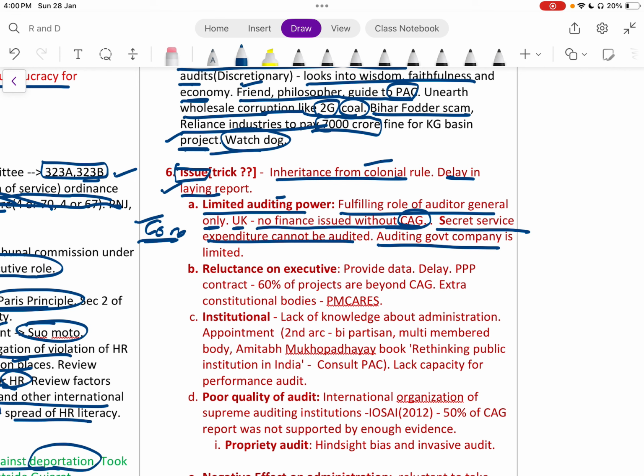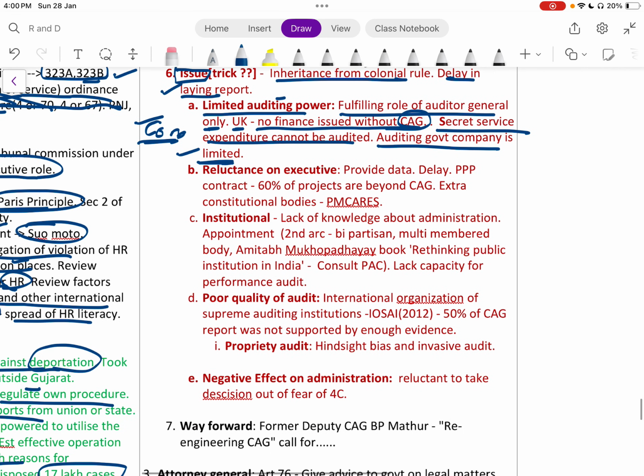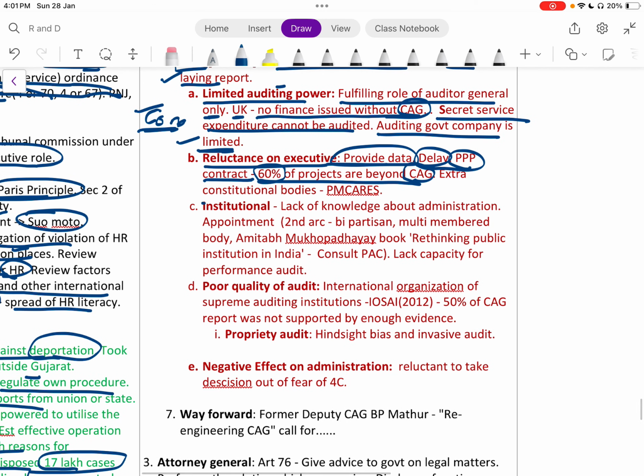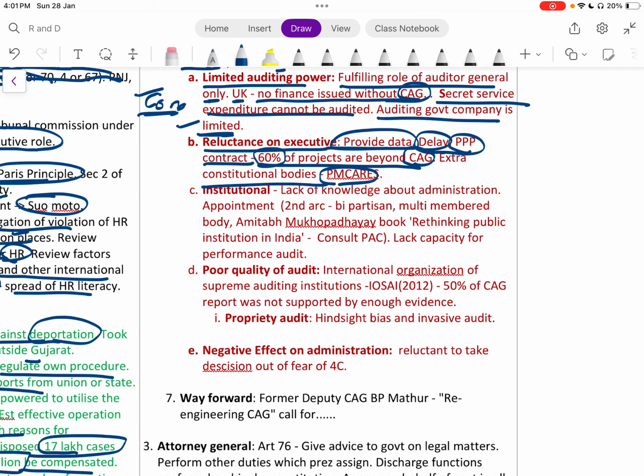Auditing of government companies is limited. Reluctance of the executive to provide data, delay. In PPP project contracts, almost 60% of projects are beyond the CAG's purview. Extra-constitutional bodies such as PM CARES are again out of the CAG's purview. What are the institutional challenges?